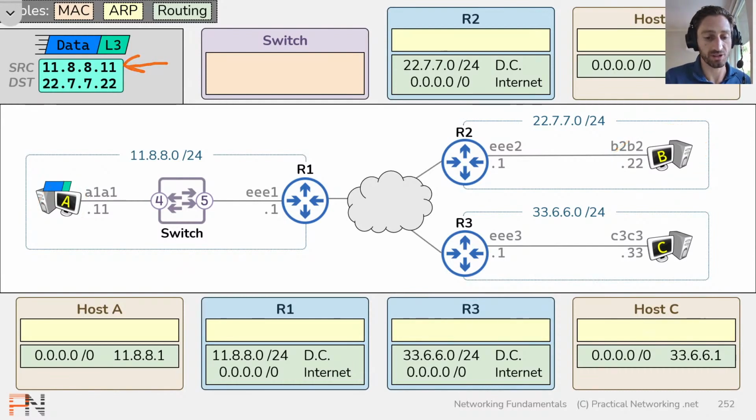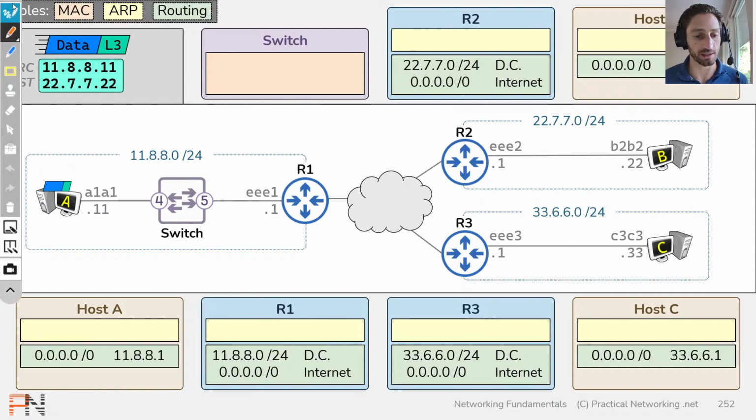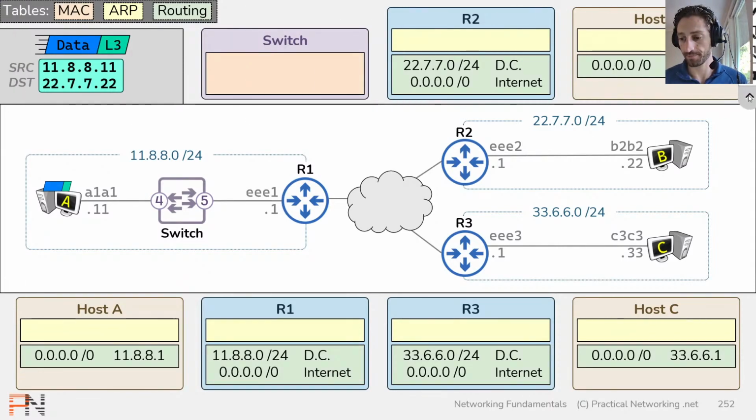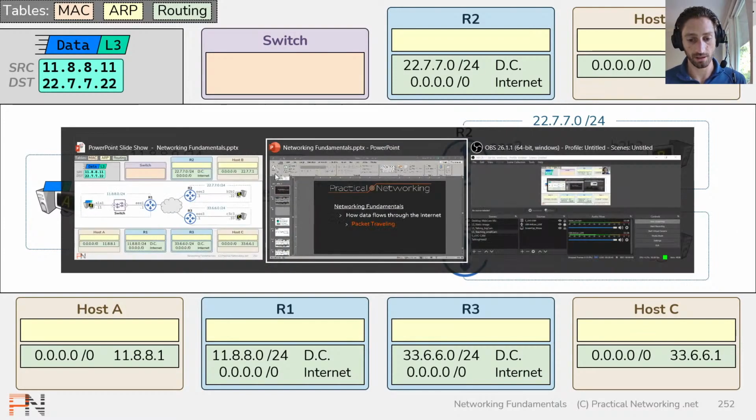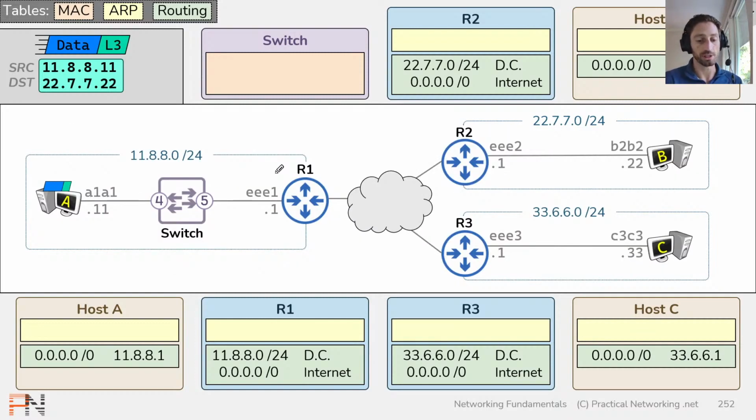Notice the source IP address is host A's IP address, 11.8.8.11. And the destination IP address is 22.7.7.22. That's host B. So this is essentially our starting point, and we are now going to show you everything that happens and all the tables that are involved in moving data through this network. Let's move this guy over here.